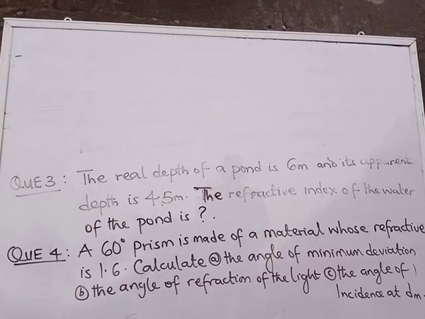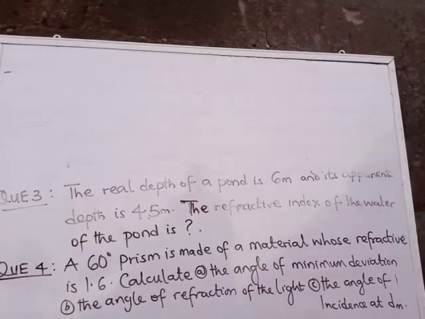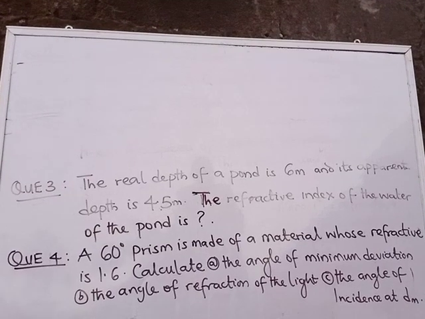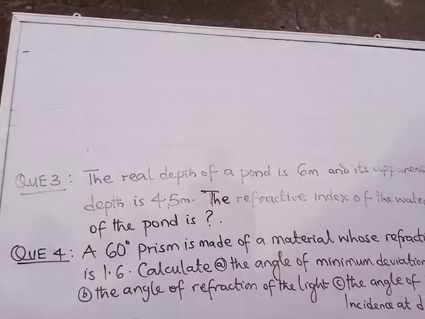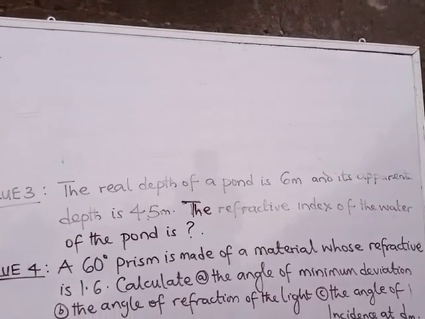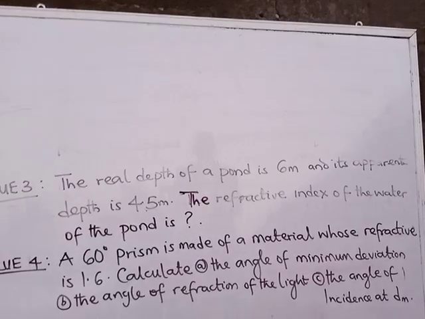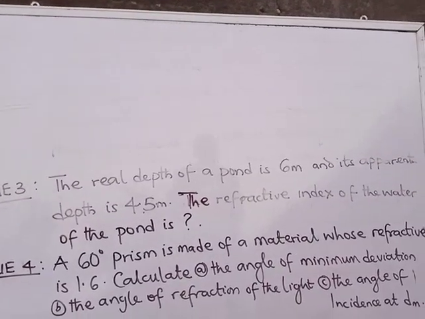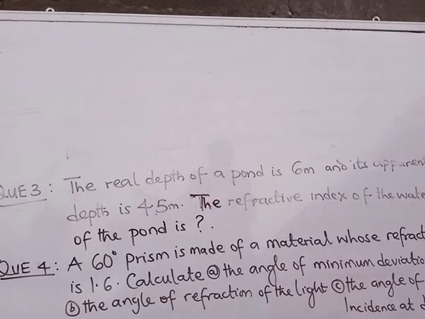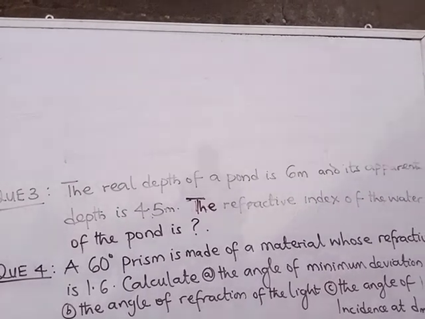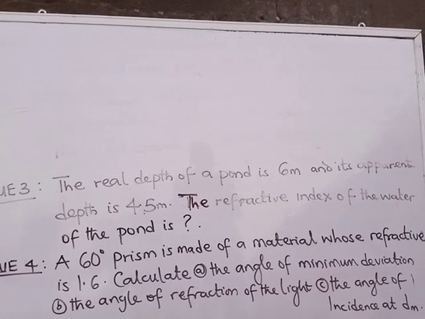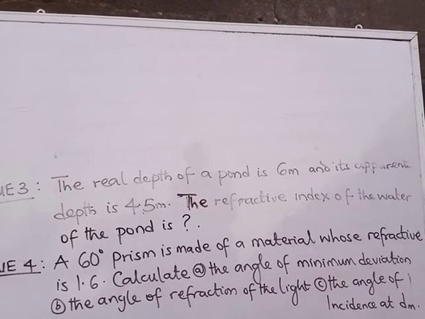All right. Question 3 now. The real depth of a pond. We are still working on calculations on refractive index. The real depth of a pond is 6 meters and its apparent depth is 4.5 meters. The refractive index of the water of the pond is, I want to calculate the refractive index. Remember I told you we checked it. Refractive index is what? Real depth over apparent depth.